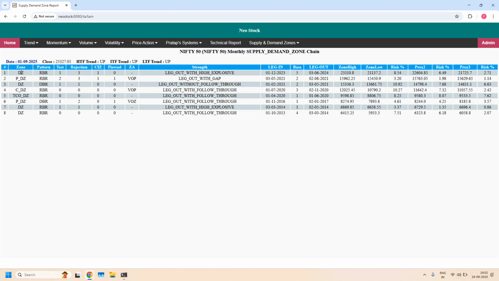Okay, in any supply demand zone chain report, always look into the zone column to find the high liquidity zones. Look into the pierced column to find the pierced zones. And always look into the LTF trend to find the trend of the current time frame you have selected. And you already learned one time frame higher is ITF and one more time frame higher is HTF. This is the way you can understand this report.